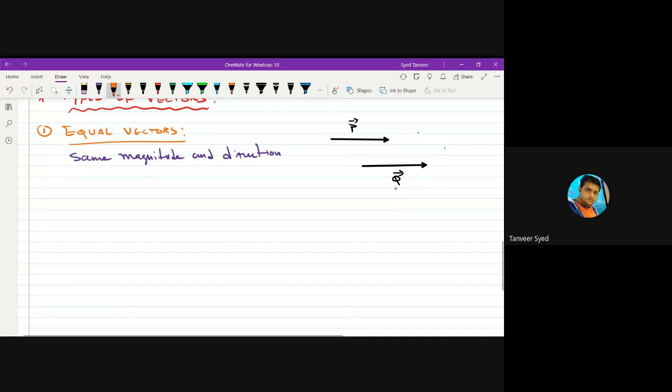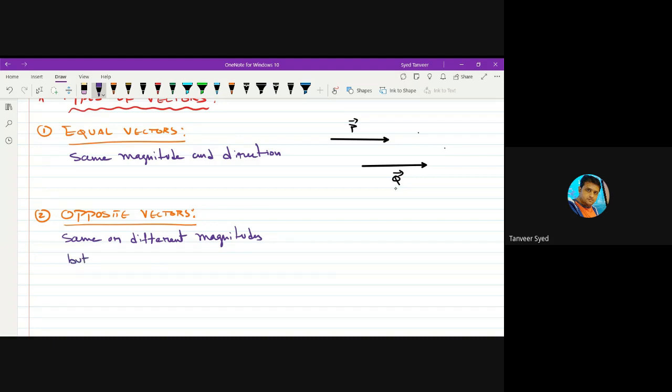Next, opposite vectors. Opposite vectors are vectors which have same or different magnitudes, but opposite in direction. We call those vectors as opposite vectors.